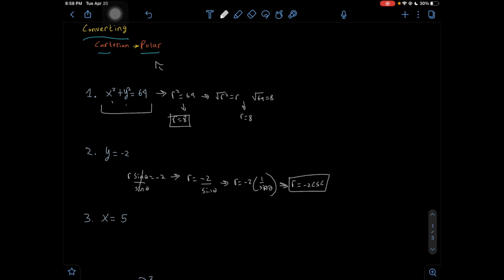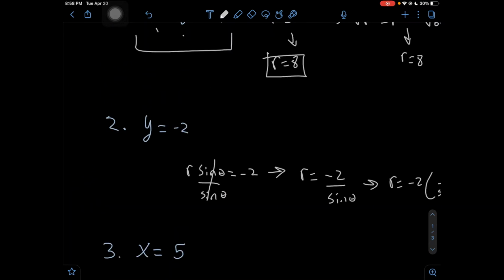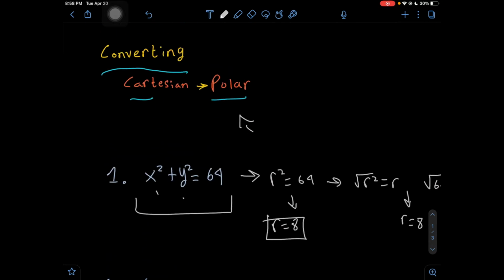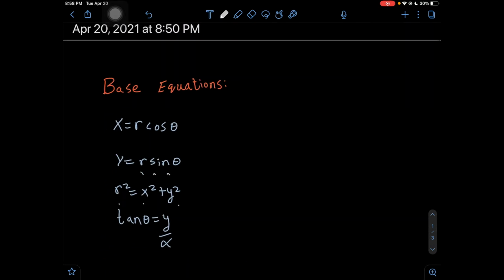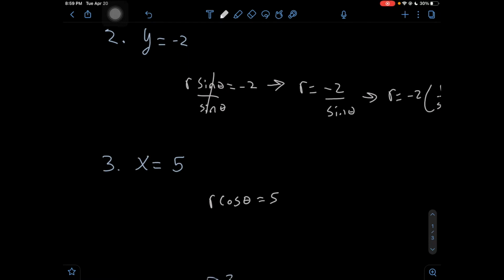Now let's go ahead and do number 3, which says x equals 5. Let's go back to our base equations again and see if we can substitute anything for x. Our first base equation says x equals r cosine of theta, so let's substitute r cosine theta for x. For problem number 3, we have r cosine of theta equals 5. Again, we want to isolate r, because that's the main thing we're looking for in a polar equation. So let's divide by cosine of theta on both sides.